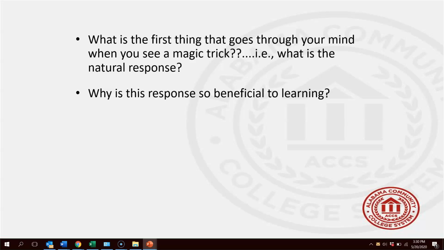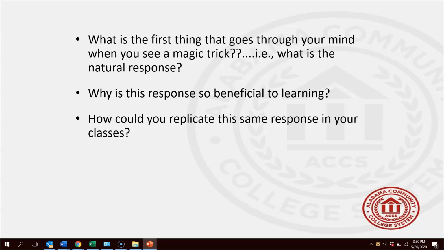That's why it's so important to create the curiosity. Because see, the cure for boredom is curiosity, but there is no cure for curiosity. One thing just leads to another. So getting that curiosity stimulated is very beneficial to learning, because they're asking the questions, as in the students asking the question. How could you replicate that in your classes?